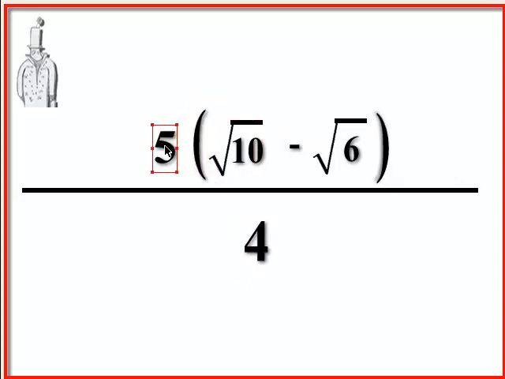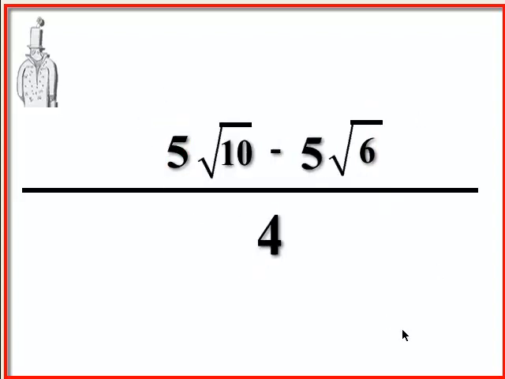We could leave it in this form, I guess: 5 times the square root of 10 minus square root of 6. But I'm going to go ahead and multiply this out just to clean it up a little bit. And that is your answer.